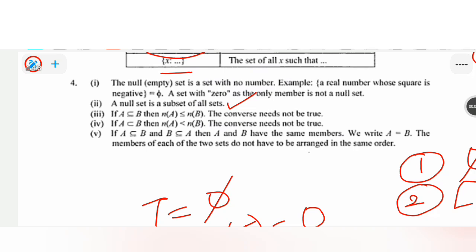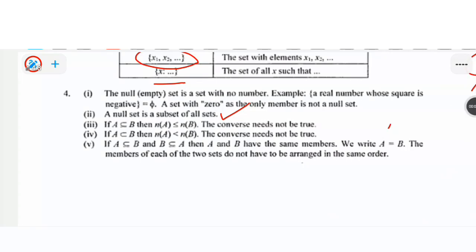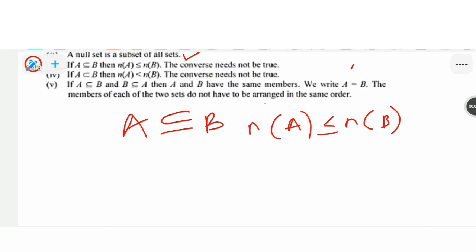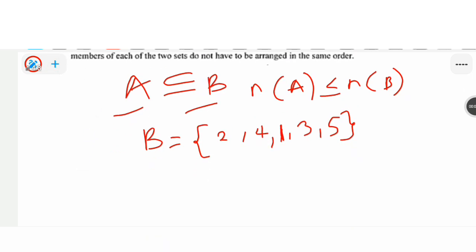Then this one's actually straightforward. For this point, 4 figure 3, we are told that A is a proper subset. This symbol means proper subset. If this is true, then we are told that n(A) is less than or equal to n(B). This is actually true. Let's assume your B is 2, 4, 1, 3, 5. That's set B, and this is set A.